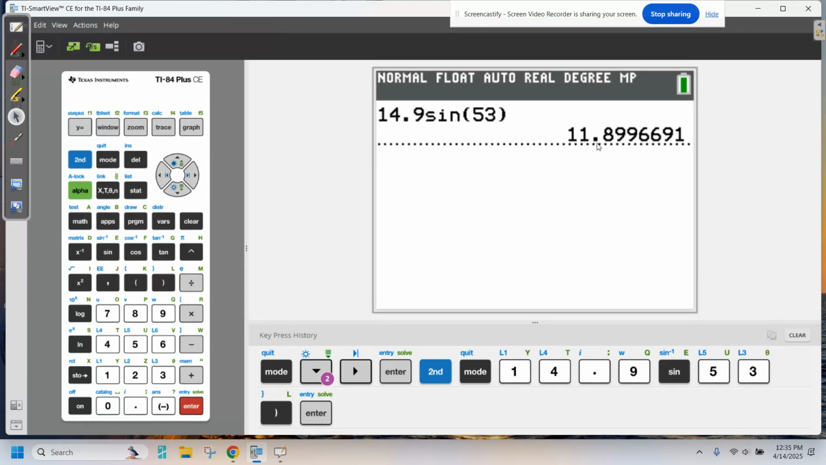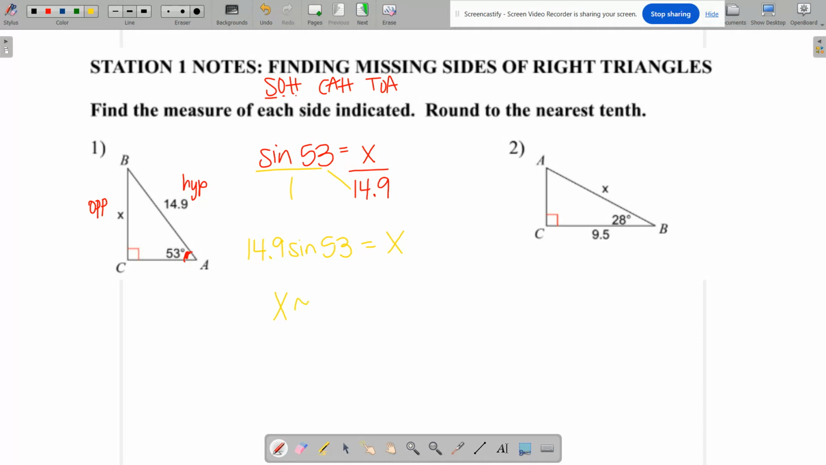We said to round to the nearest tenth, so it should be about 11.9. So x is about 11.9. Then you want to check to make sure that your answer makes sense. If this is the hypotenuse, we're expecting it to be the longest side, so it makes sense that this is 11.9. It's a little bit shorter.